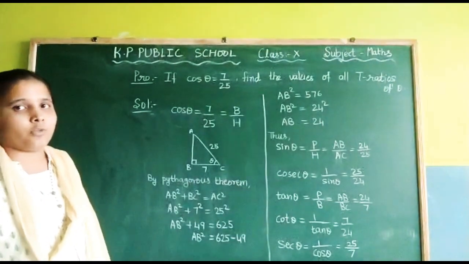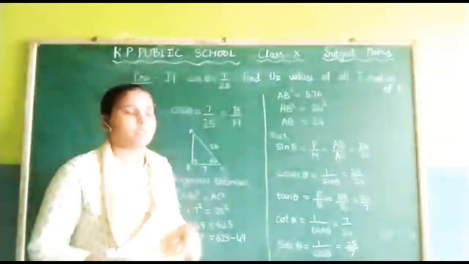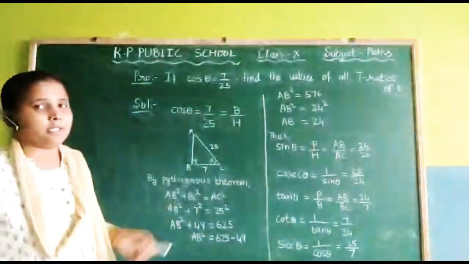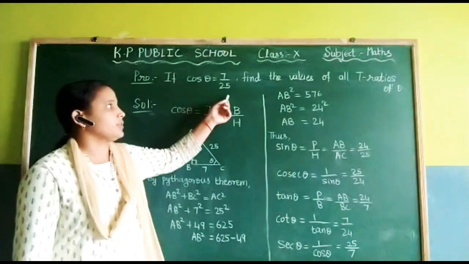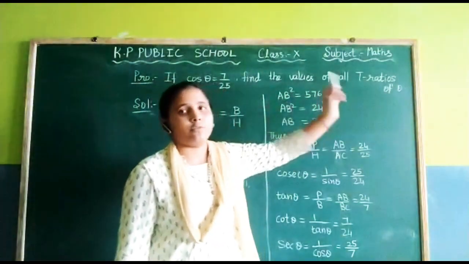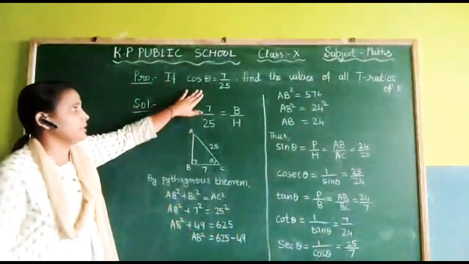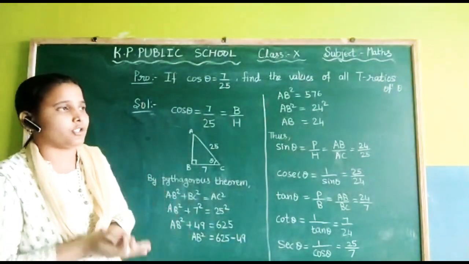Okay students, whatever formulas we have learned till now, we are going to apply those formulas in the questions. So let's see, here is a question. If cos theta is equal to 7 by 25, find the values of all trigonometric ratios of theta. One trigonometric ratio is given, and you have to find the 5 other trigonometric ratios.